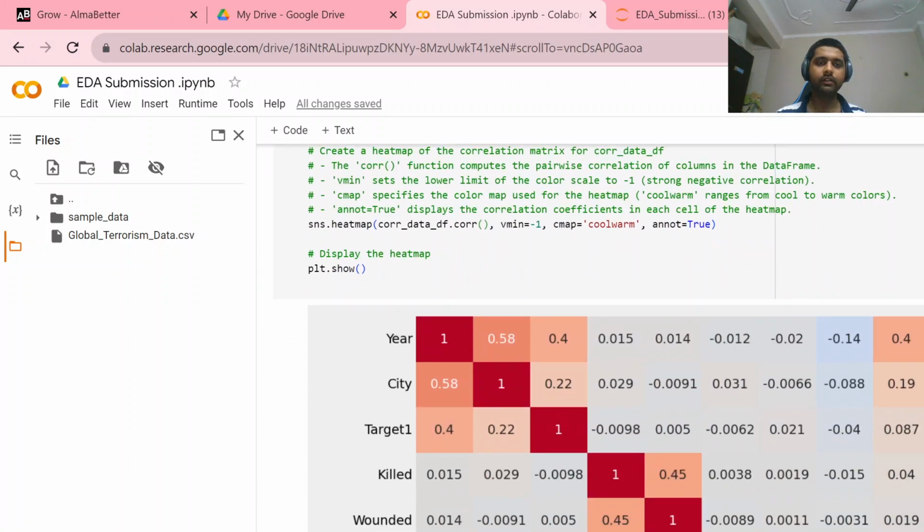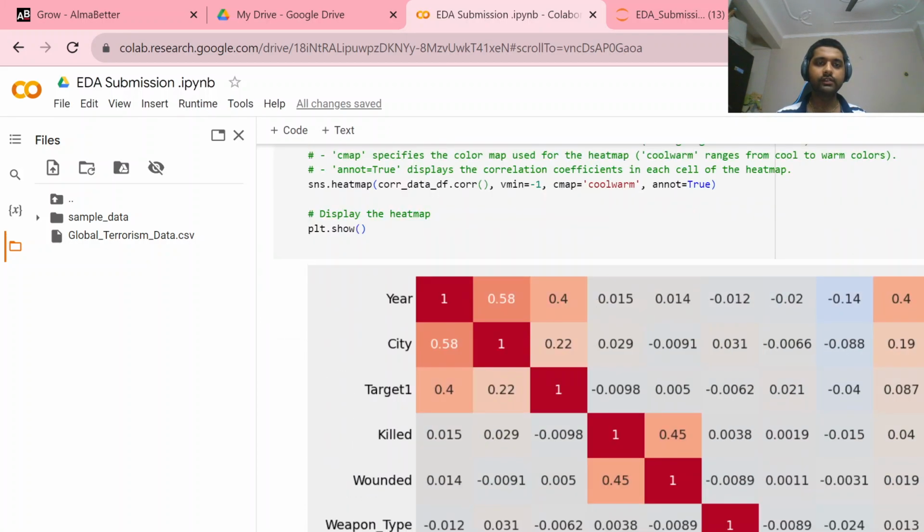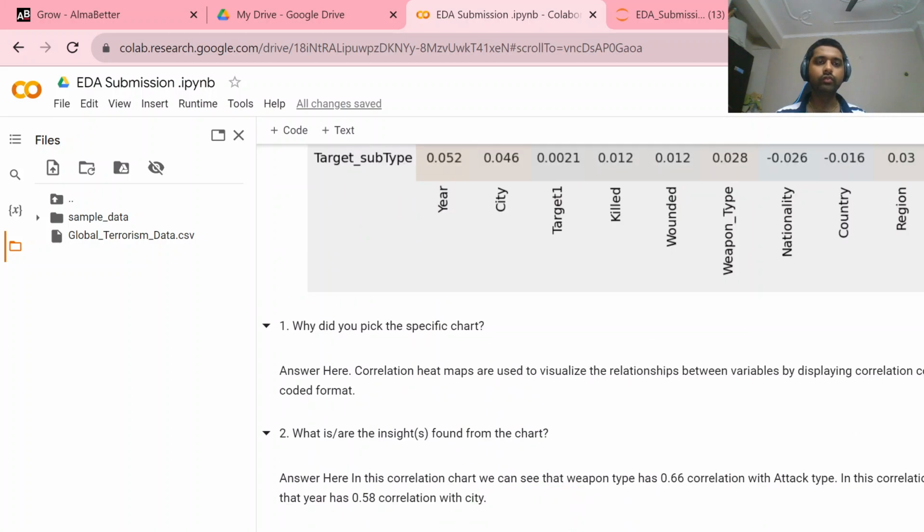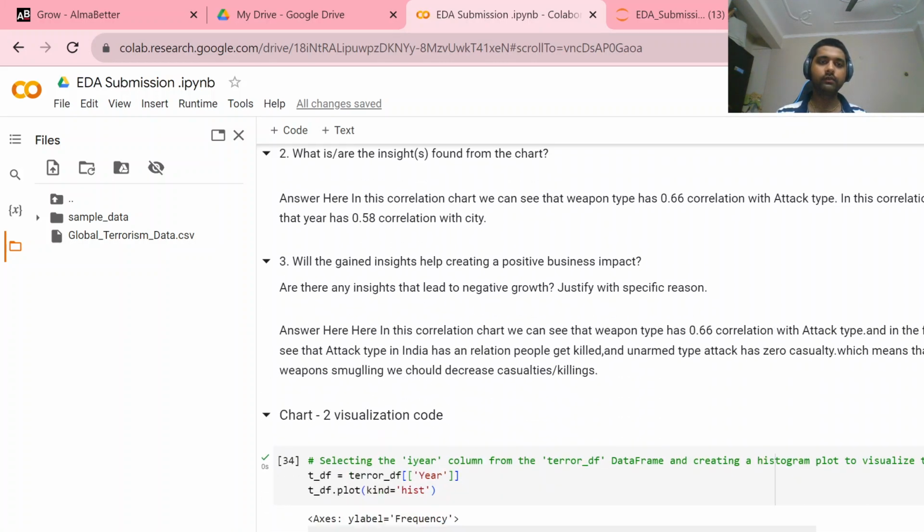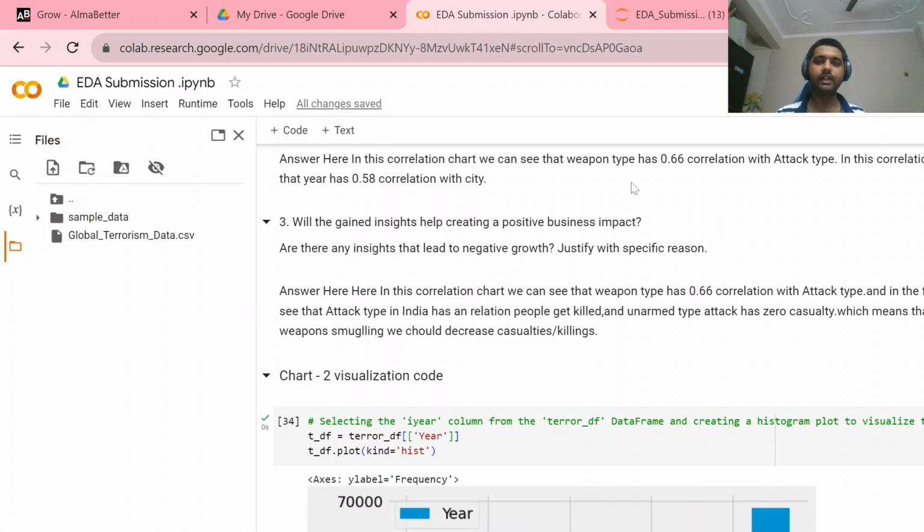Here we do the heat mapping of the numerical values, as we can see here. This is our heat mapping. So what did we pick from this specific correlation heat map? Correlation heat maps are used to visualize relationships between variables by displaying correlation coefficients in a color-coded format. Here in the chart, weapon type has a correlation of 0.66 with attack type, and we can see year has a 0.58 correlation with city.